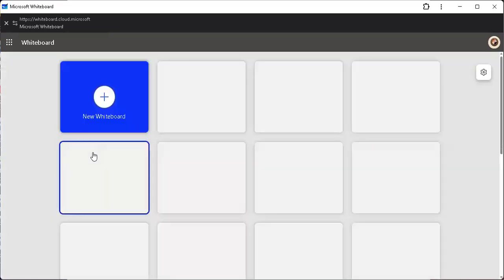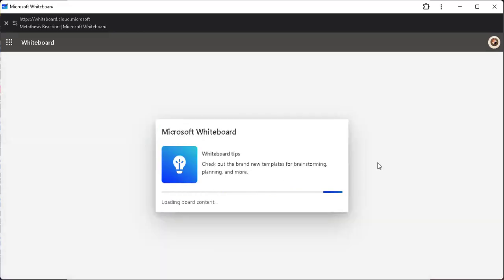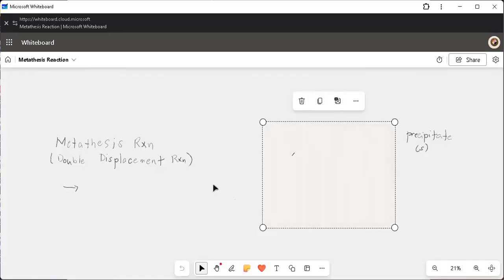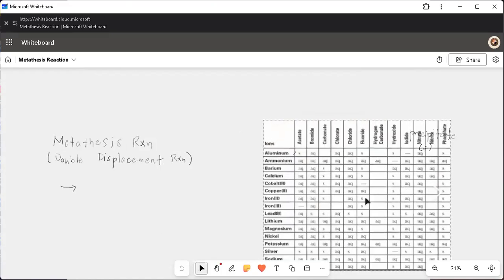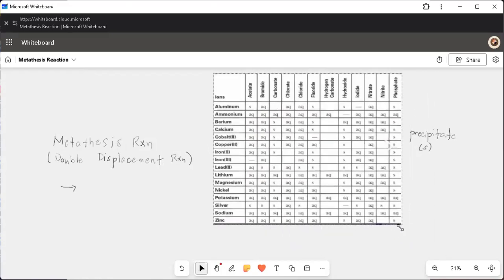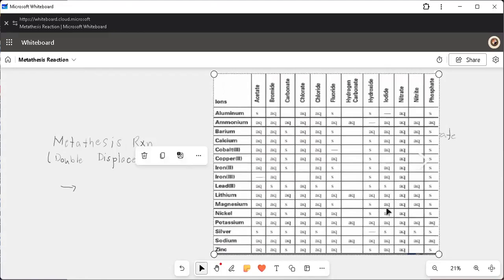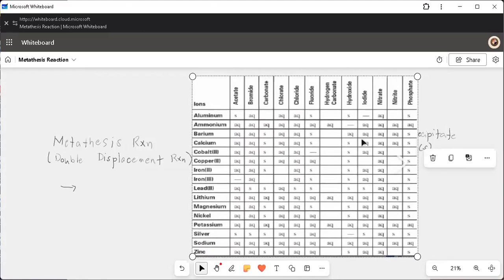Now going back, like I said, I will consider the simplest form of metathesis reaction. Let me do some adjustments first. I'll do some settings here.